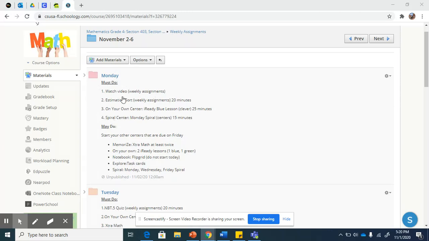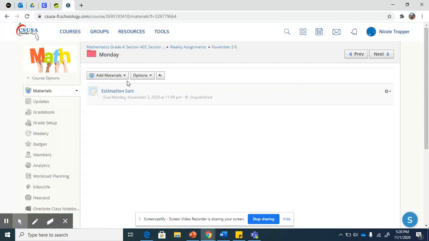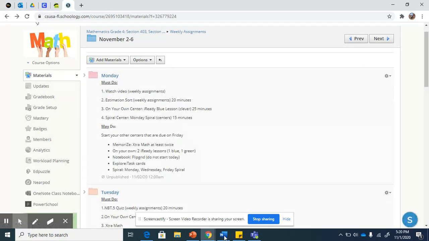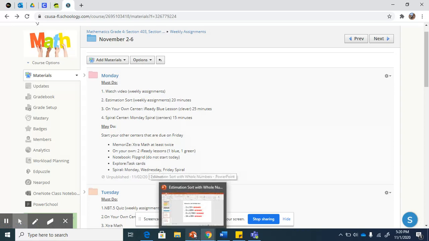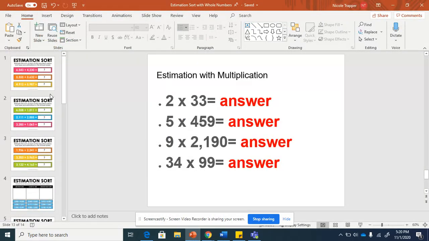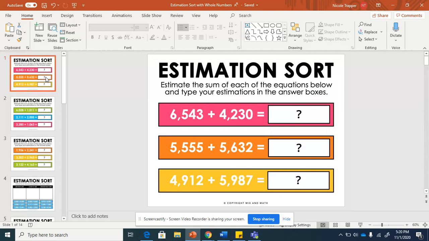Second, you're going to do the estimation sort, which is in the weekly assignments. Once you click on here, there will be the video first and then your estimation sort, which is one of the PowerPoint presentations. So you'll be opening that. And I'm going to show you some examples of that now in order for it to be helpful for you to be able to solve this.